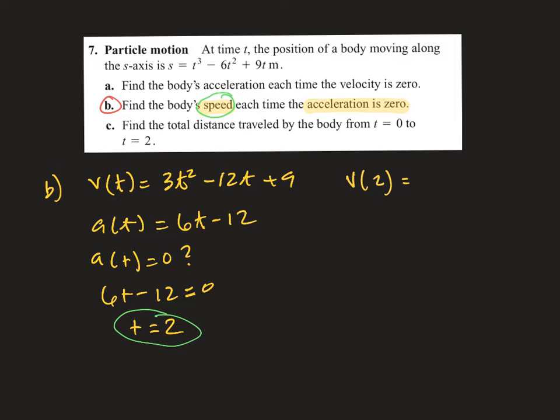V of 2 is going to be 12 minus 24, which is negative 12, plus 9, which is negative 3. And the absolute value of negative 3 is positive 3, and that's meters per second. So we found out when the acceleration was 0, t equals 2, and we plugged that into the velocity and then took the absolute value and found that the speed was 3 meters per second at that time. Again, I used up pretty much the whole slide here, so we'll do one more slide for part C.